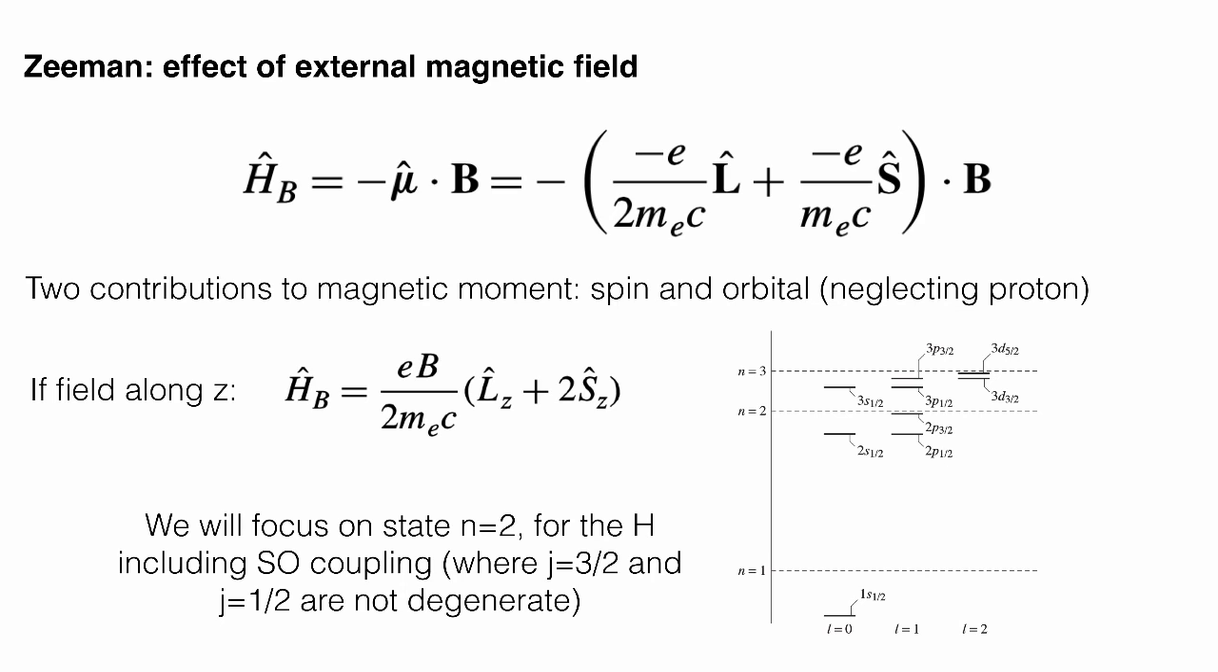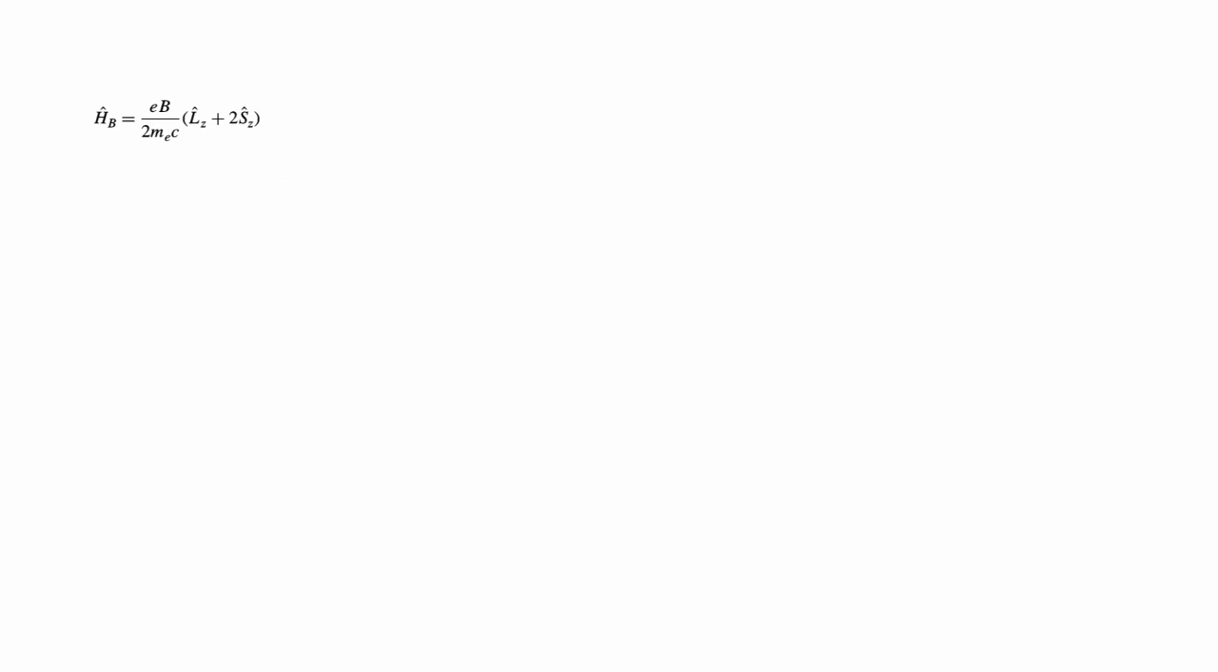Remember that for n equals 2, L can only be equal to 0 or 1. And when you combine 0 with 1/2, you can only have 1/2. This is for J, the total angular momentum. And if you combine L equals 1 with plus 1/2 and minus 1/2, you can have the 3/2 right there. This is what we've done in the previous slide. So we end up with this Hamiltonian to diagonalize, essentially.